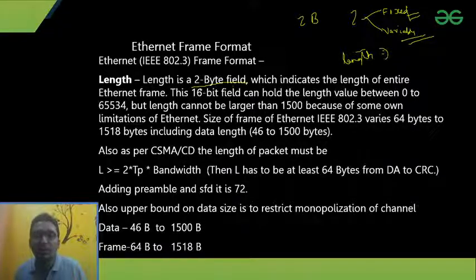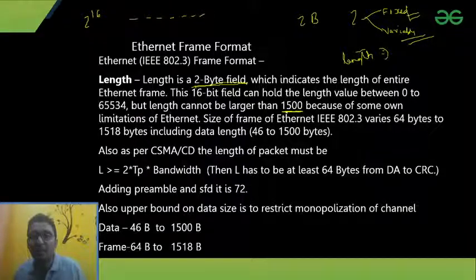Now this puts an upper bound on our length, which indicates the length of the entire packet. How much can the length be at maximum? It will be 2^16 max, as the 16-bit length field can be all ones. But this 2^16 is very large, and that is why we are capping our maximum length at 1500, because of some limitations of Ethernet. So what are the limitations? The limitations are because we are using CSMA/CD.